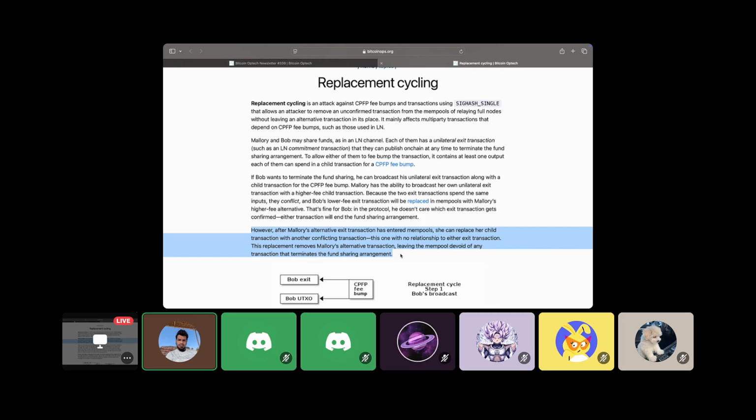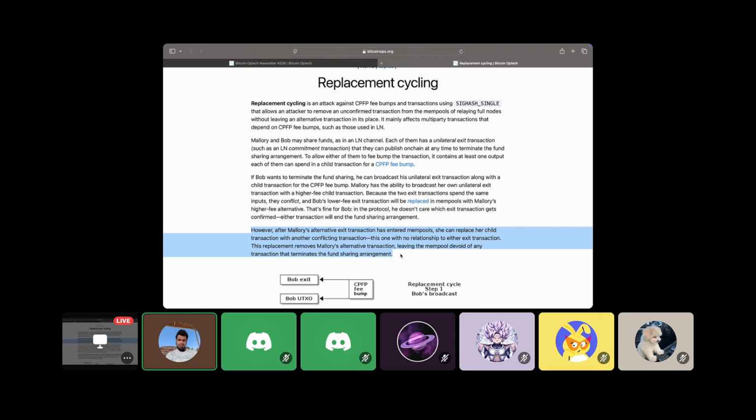So if Bob and Mallory have a lightning channel which Bob wants to exit, Mallory can prevent him from exiting this channel by using this replacement cycling attack. And the only way for Bob to circumvent this is to constantly keep on broadcasting his commitment transaction and hope that at some point in time his commitment transaction gets mined. So he'll probably have to keep on increasing the fee till he outpays Mallory and the miners eventually decide to mine his version of the transaction.